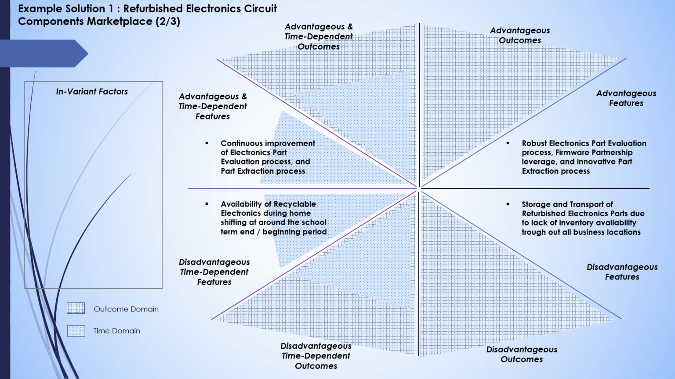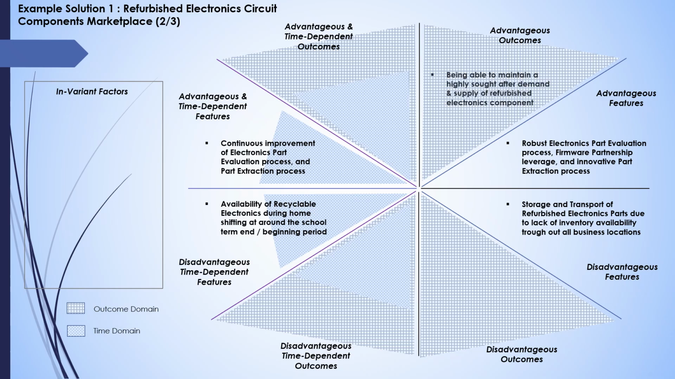But time also brings a disadvantageous feature, one that's easy to overlook until it hits: seasonal availability of recyclable electronics, specifically around home shifting periods that tend to cluster near school term beginnings and endings. Think about it. Families moving homes are one of the most reliable sources of discarded electronics. But that supply isn't steady. It surges in certain windows and drops in others. And that seasonality makes maintaining a consistent supply chain genuinely difficult. It's a time-dependent vulnerability, and one that demands proactive planning around demand forecasting, collection incentives, and buffer inventory strategies.